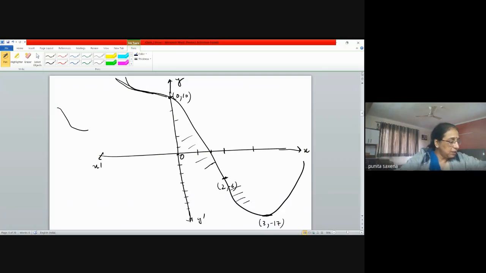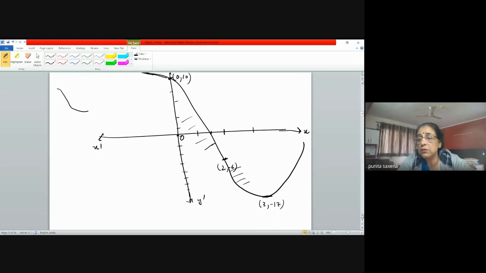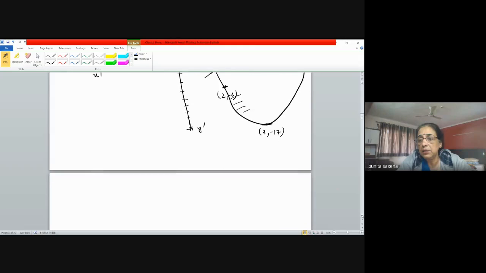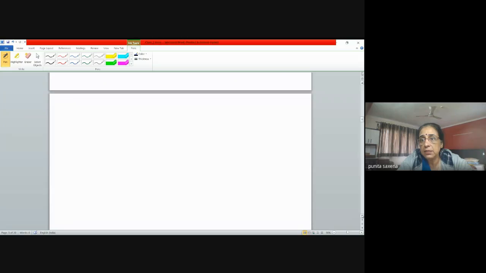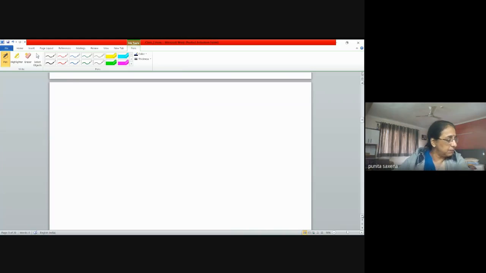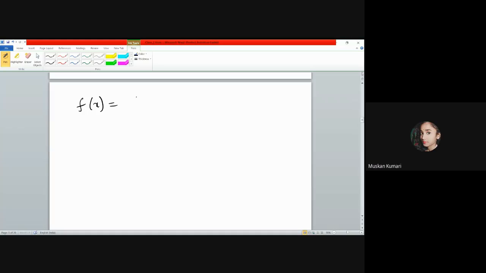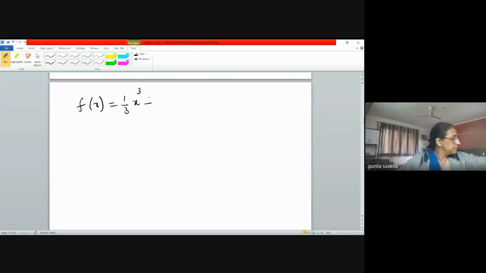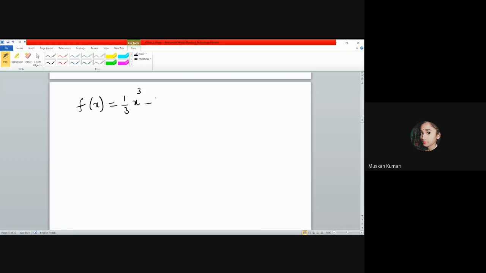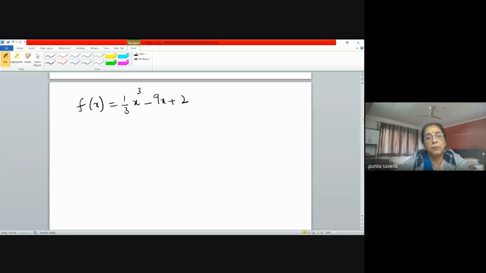Now, I think there is this 12th problem of yours. Okay, before that, I'll give the instructions later on. Let's quickly have a look at your 12th problem. What is your fx? This is 1 by 3 x cubed minus 9x plus 12, plus 2. Okay? This is my fx.